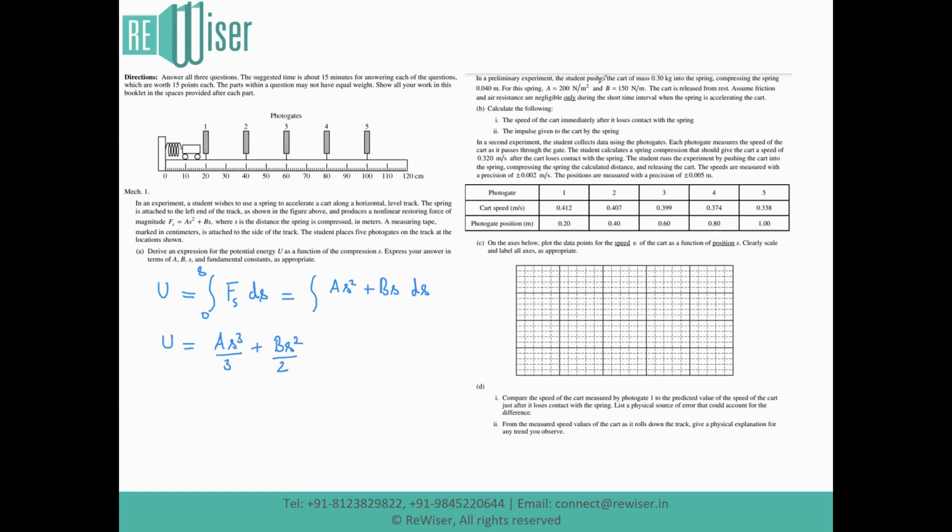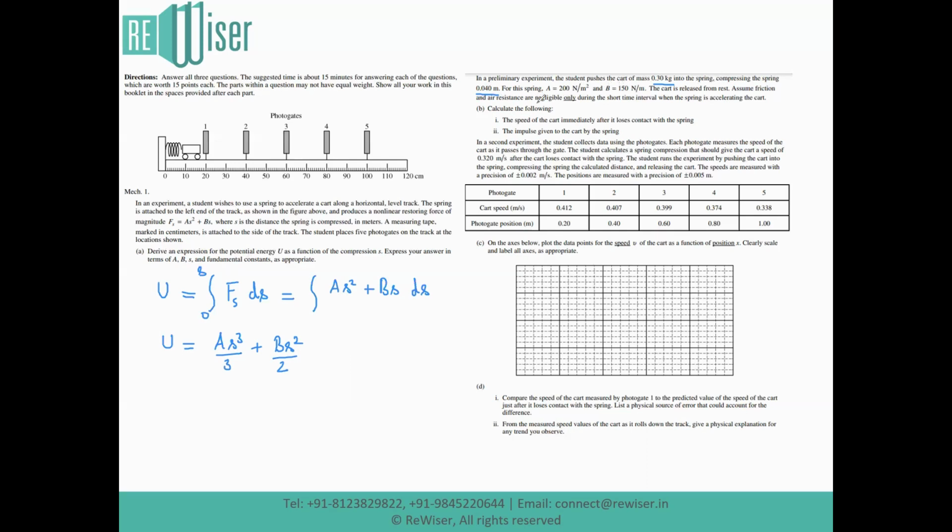In the preliminary experiment, the student pushes the cart of mass, here given as 0.3 kilogram, and compresses the spring 0.04 meter. So the value of s is also given here as 0.04 meter. For this spring, the constant a is 200 Newton per meter squared. The constant b is 150 Newton per meter. The cart is released from rest.